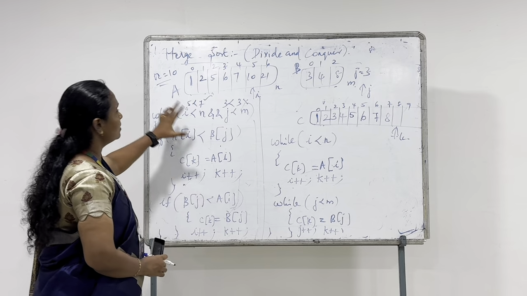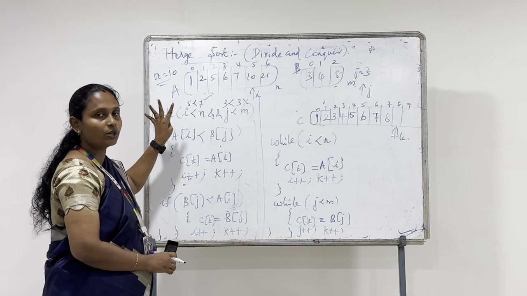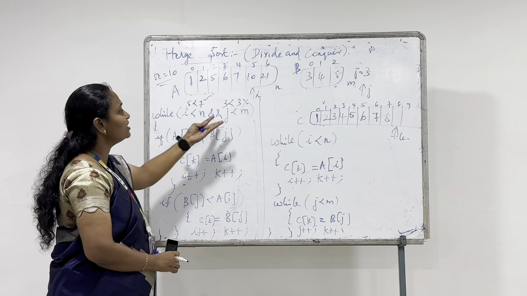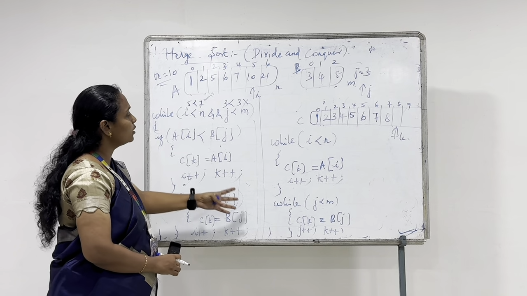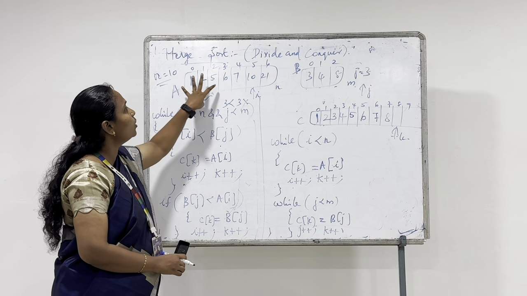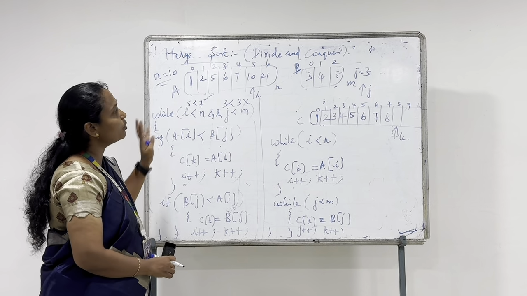So this is the merge sort. Actually, this is how the merge sort will work. This is just like a code snippet. I didn't write the entire function. This is a code snippet to understand how these two arrays get merged as a sorted array. Okay, so this is about merge sort.